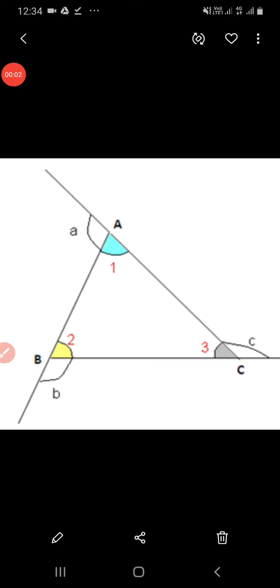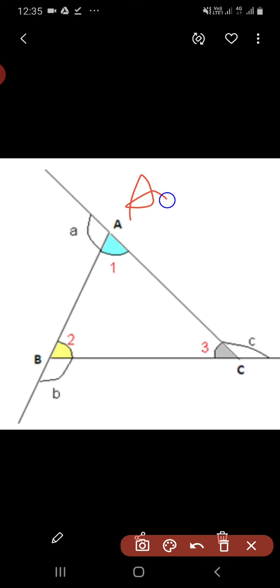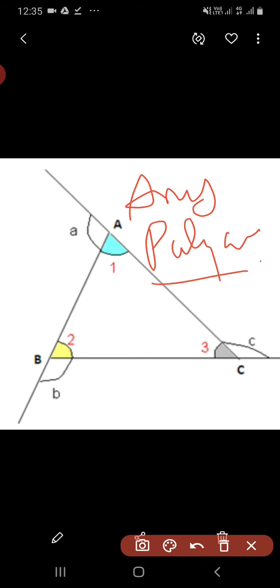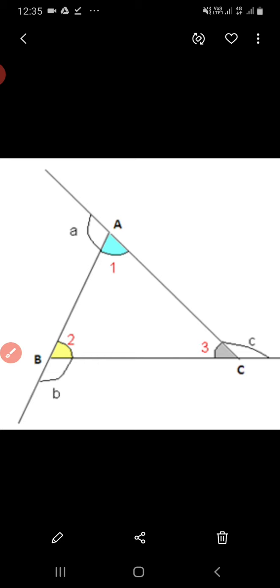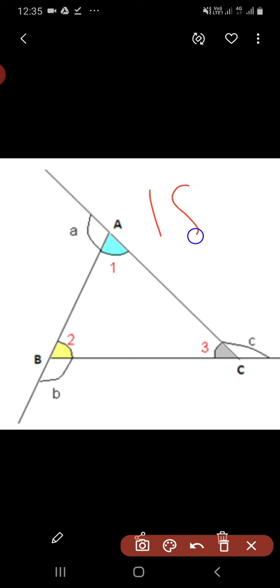Good morning, students. Today we shall learn to find the sum of exterior angles of any polygon. Let's start with the triangle. So we just know that the sum of the interior angles of a triangle is 180 degrees.